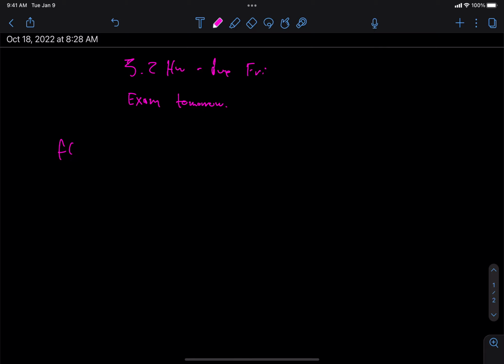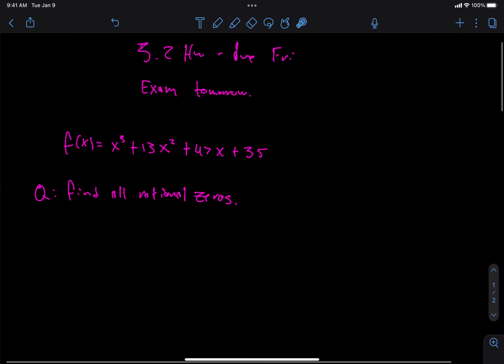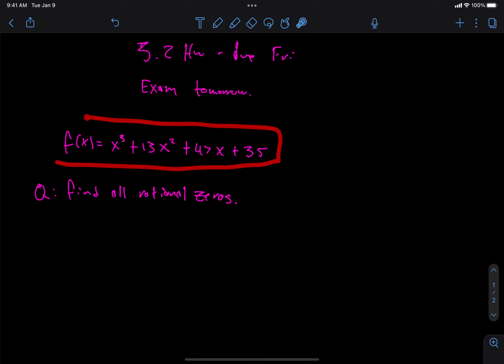So it's f of x equals x cubed plus 13x squared plus 47x plus 35. And so the question says, find all rational zeros. Okay, so there are basically a few options for what the zeros of this function are going to be.